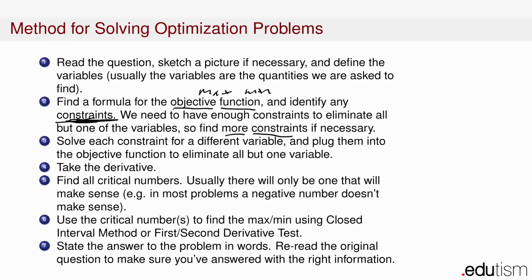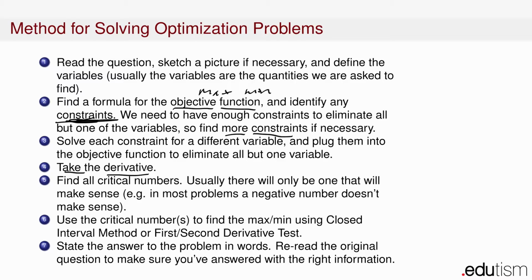variables. Then what we're going to do is solve each constraint for a different variable. We're going to plug them into the objective function, and we're going to eliminate all but one variable. So the objective function is going to become a function of one variable, an f of x. Once we've done that, we can take the derivative of that function of one variable. Taking the derivative, we can find the critical numbers.